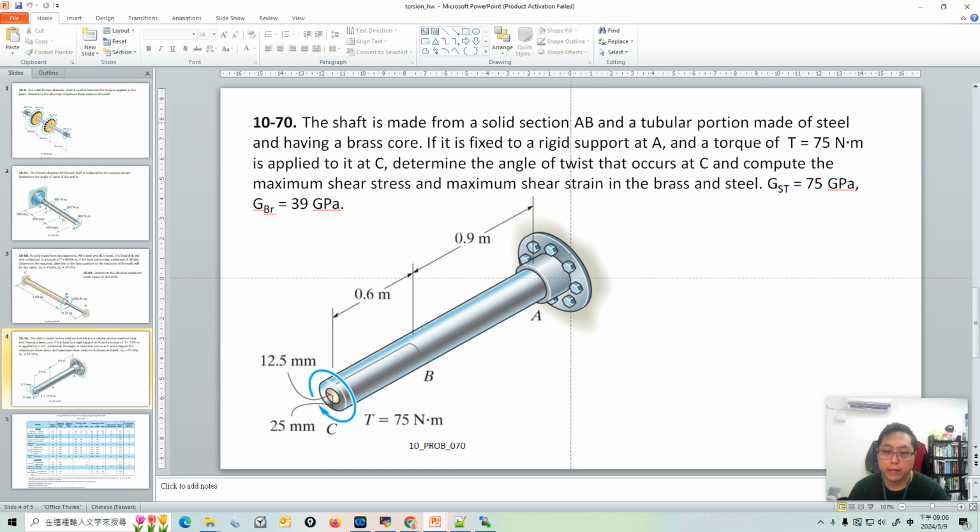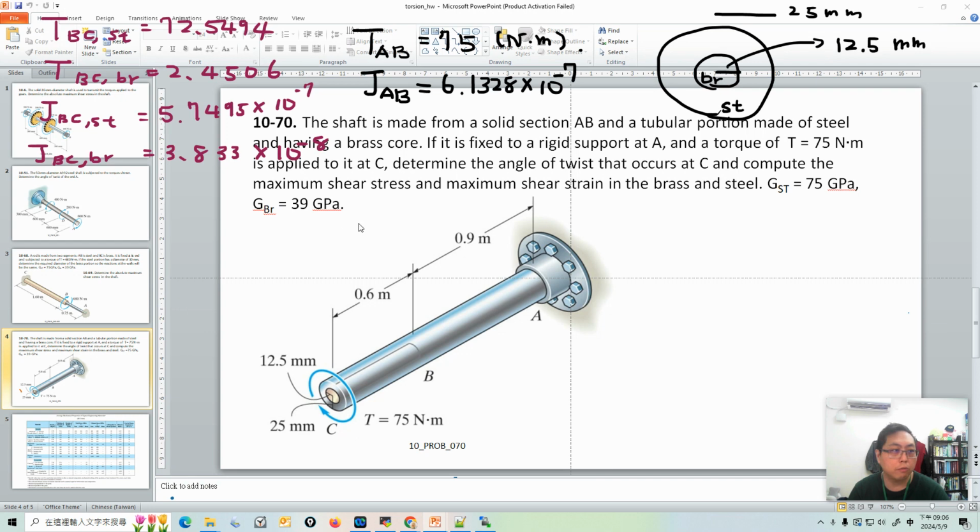Here is what we have calculated from the first problem, and we'll use this information to answer the second part of the question. You want to determine the maximum shear stress and maximum shear strain in the brass and steel. Actually, if you know the maximum shear stress, you naturally have the maximum shear strain. So the key is to calculate the maximum shear stress.